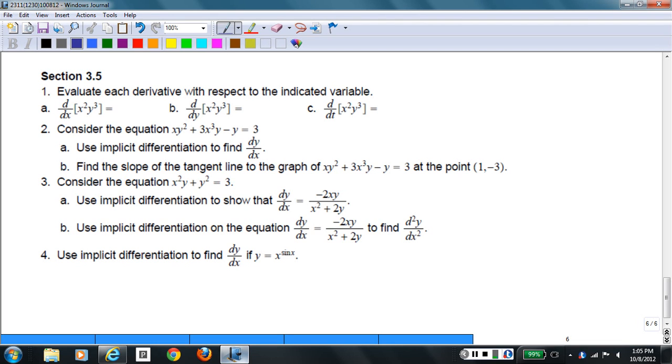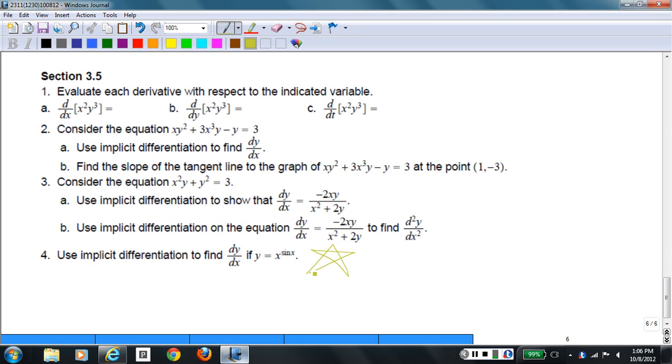3 and 4. 4, I need to do an example. I like 4, it's really nice. So I'd put a star by that one. I don't draw really good stars, but I'm going to try maybe a gold star. There we go. So a star by that one. I like that one. Use implicit differentiation to do this.